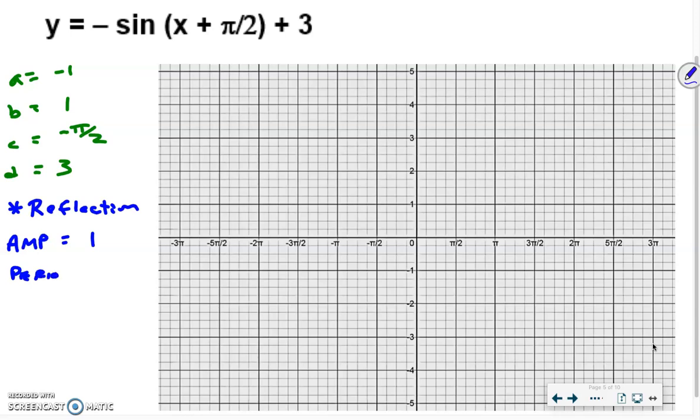Period. Remember the way that we identify the period? It's a sine or a cosine, secant or cosecant. For that matter, we're going to do 2 pi divided by b. So 2 pi divided by 1 is still 2 pi. Our starting point, c over b. So c over b, negative pi over 2 divided by 1 is still negative pi over 2, comma d, which is 3. All right, guys, we feeling good about what we've created so far?